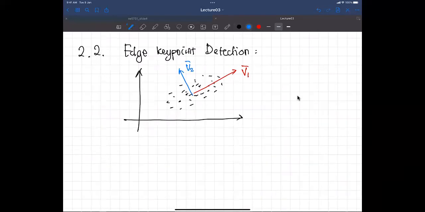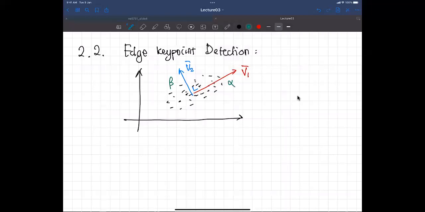So how can you get V1 and V2, by the way? Using eigenvectors and eigenvalues. Sorry, V1 and V2 are the eigenvectors, the first eigenvector and the second eigenvector. If you have eigenvectors, you always have eigenvalues. The eigenvalue for V1, for example, is represented by alpha, and the second eigenvalue will be beta.